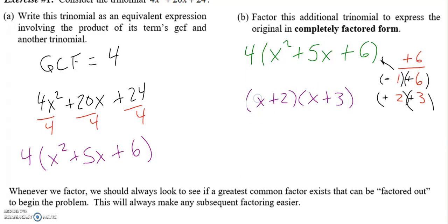So there's that trinomial. Now what you have to be careful is that this is just the factors of these. You still have to include 4 as a factor, so we have to write that in there. Now this is factored completely.